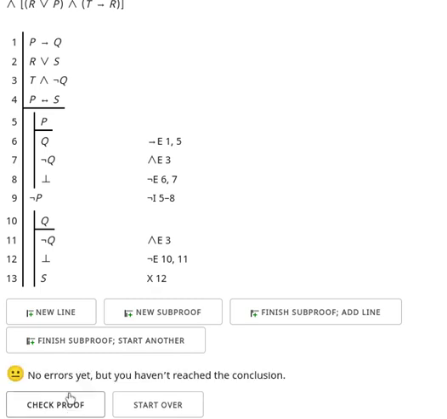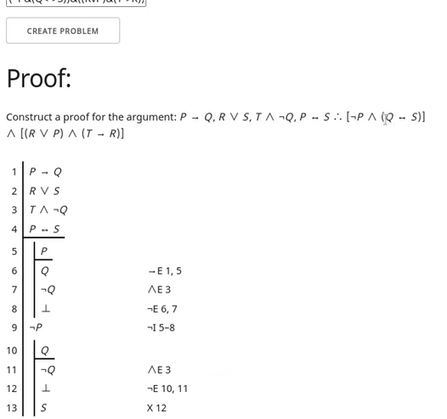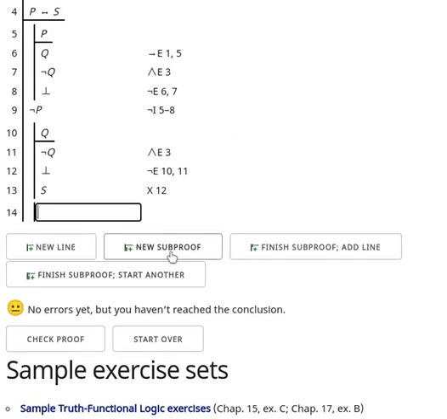And just to check that we are still making good progress, we're still all good. No errors yet. So that shows that if you assume Q, you can derive S. We also need to show that if you assume S, you can derive Q. So we want to finish this subproof and then start another one.